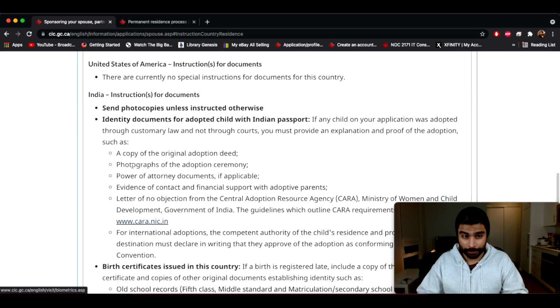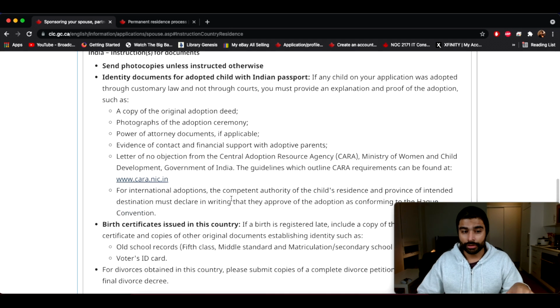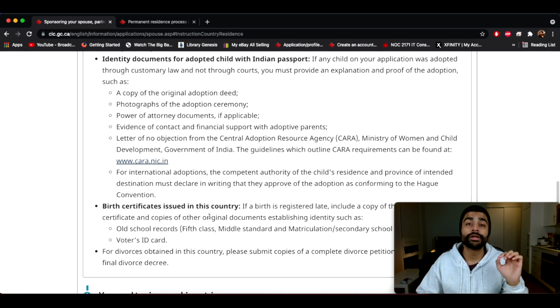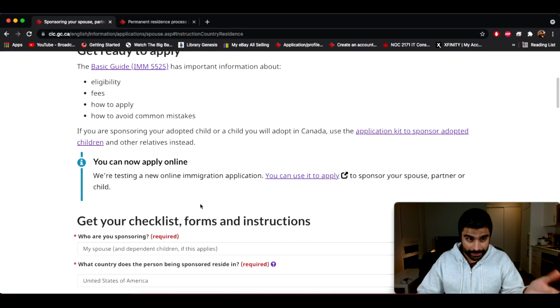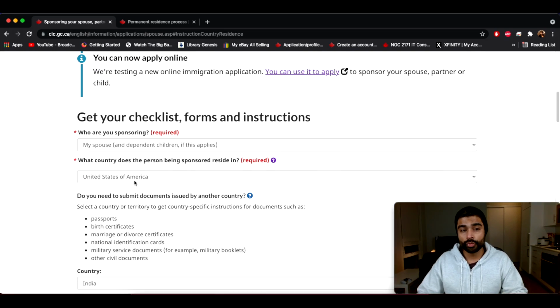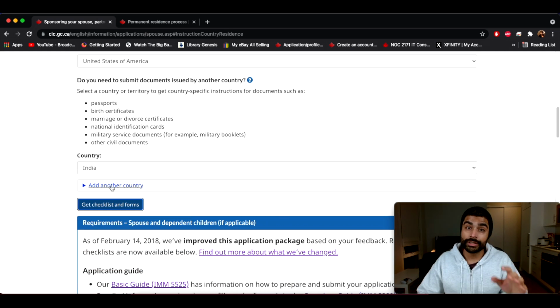Okay, you still have to provide other documents for India, such as identity documents and birth certificates, but you don't need to provide 5562. Let's look at another example. Let's say you were living in United States of America and you're also a citizen of United States of America, being sponsored by your Canadian spouse, who's in Canada. So it's an outland sponsorship.